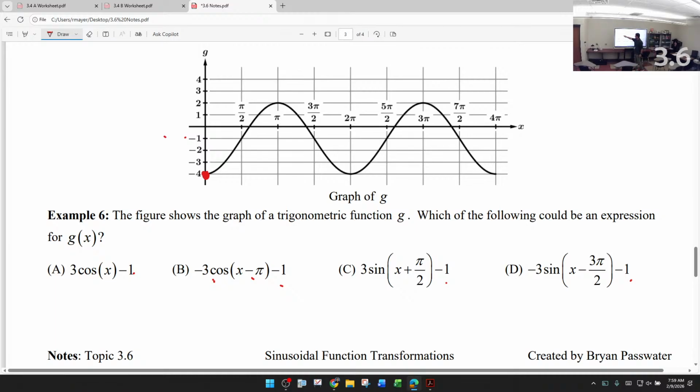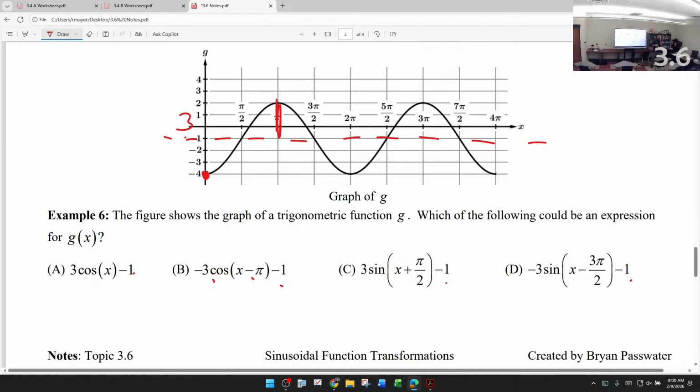So this is my midline, and it might help you to draw that. I don't know if it does or not. The amplitude is from the midline to the max, which is 3. That's a 3, that's a 3, that's a 3, and that's a 3. That doesn't help me any. So I've looked at the 3s, I've looked at the -1s. The only really thing we have left is the phase shift.